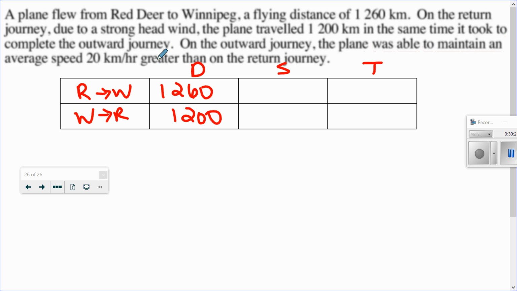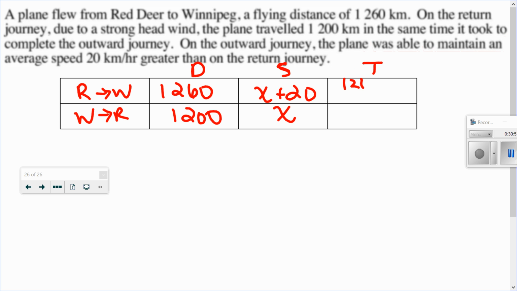So we're comparing the outward journey to the return journey. I'm going to keep this as my x, and then it was able to maintain an average speed 20 kilometers an hour greater than the return journey. Actually, I'm going to make my return journey my variable, because on the outward journey, Red Deer to Winnipeg, I went 20 kilometers an hour greater. So it's actually x plus 20. Okay, so I've done fill, and now I need to do calculate.